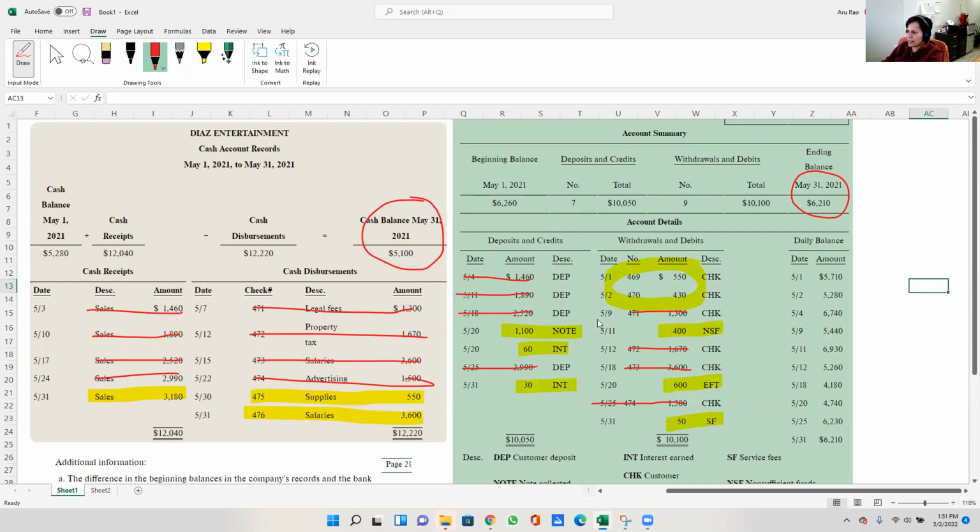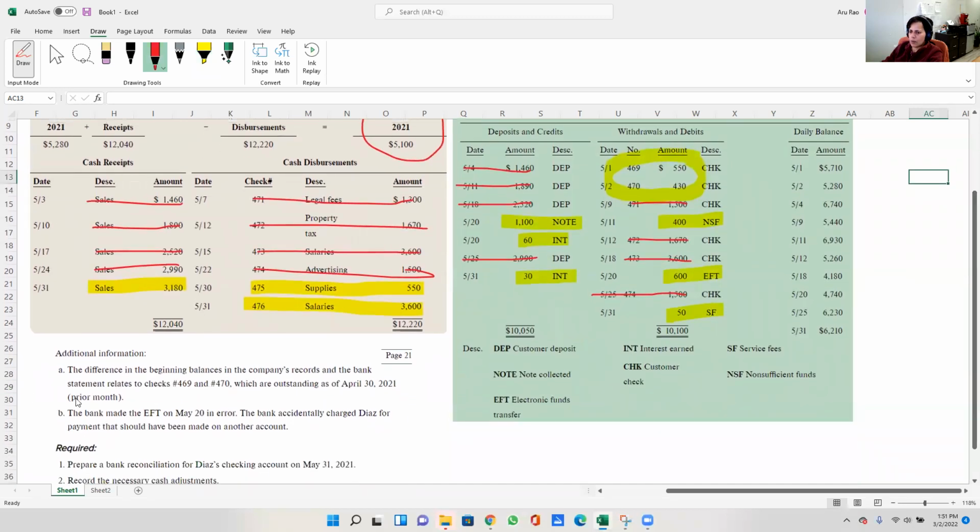Now, before I go ahead and start working on my bank reconciliation, let's look at that additional information that was presented to me. So I will go down now. Let me scroll down a little and see what they've told me. Two additional pieces of information. The first one is the difference in the beginning balance of the company's records and the bank statement relate to checks 469 and 470 that were outstanding as of April 30th, 2021. That's what those were. So I had written those checks out last month. So those are good too. Okay, so I am going to take those off. I don't need to worry about them.